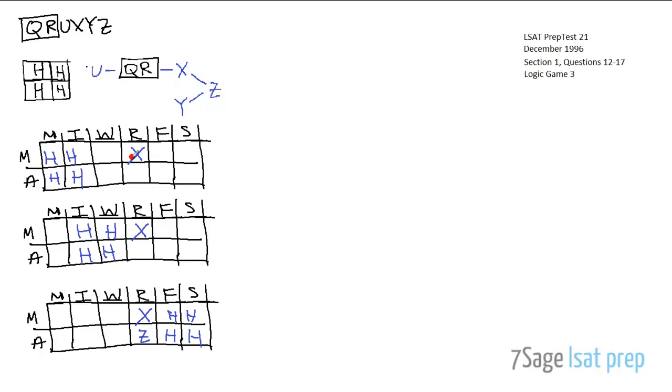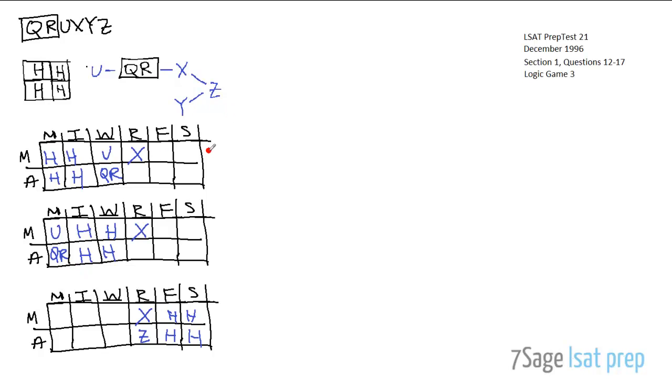Well, in these two cases, U and QR both have to come before X, and they have to come in that order, right? So in this first scenario, there's only 2 slots before X, so U and QR have to go in those slots. Right here, still only 2 before X, so U and QR have to go in those slots. Right, so now we have a ton of information.